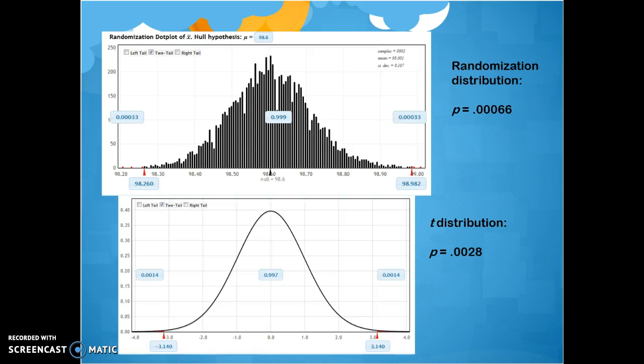So if we go to our t-distribution with 49 degrees of freedom and we plug in negative 3.14, that gives us a two-tailed p-value of 0.0028 because there's 0.0014 in each tail. If we were to do the randomization distribution with this and randomize and center on our null of 98.6 and go to 98.26 down here, we get a two-tailed p-value of 0.00066.